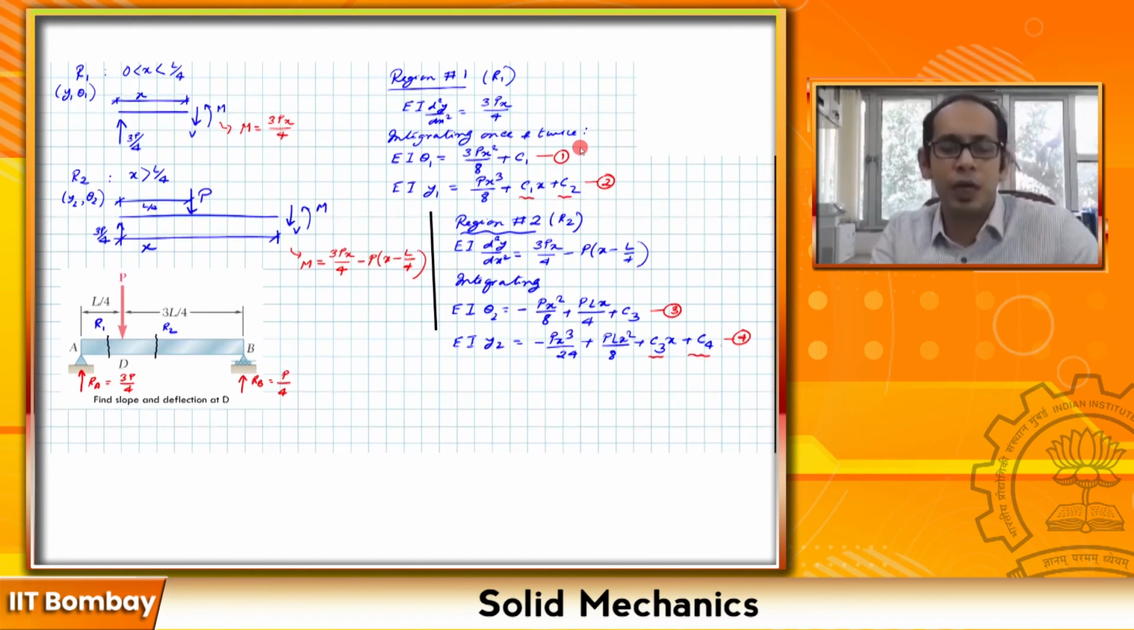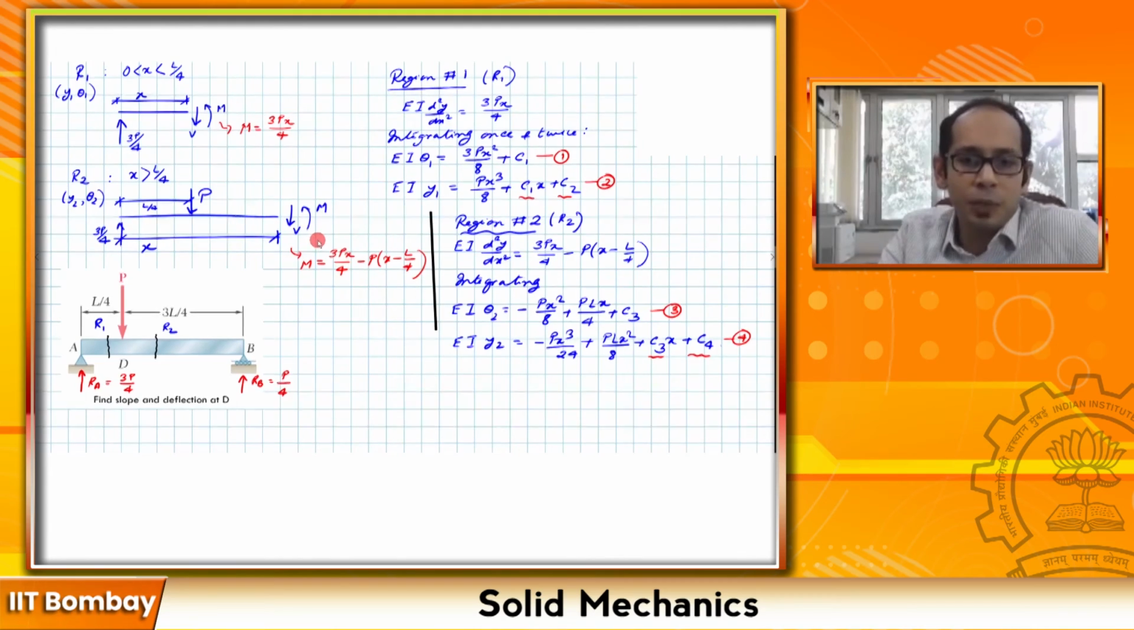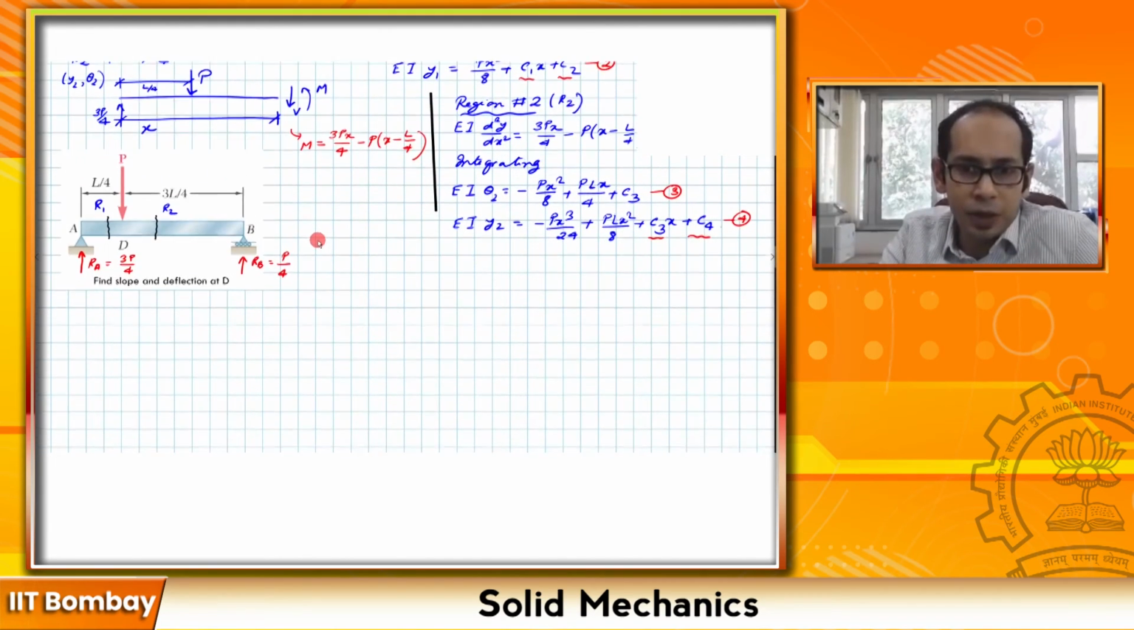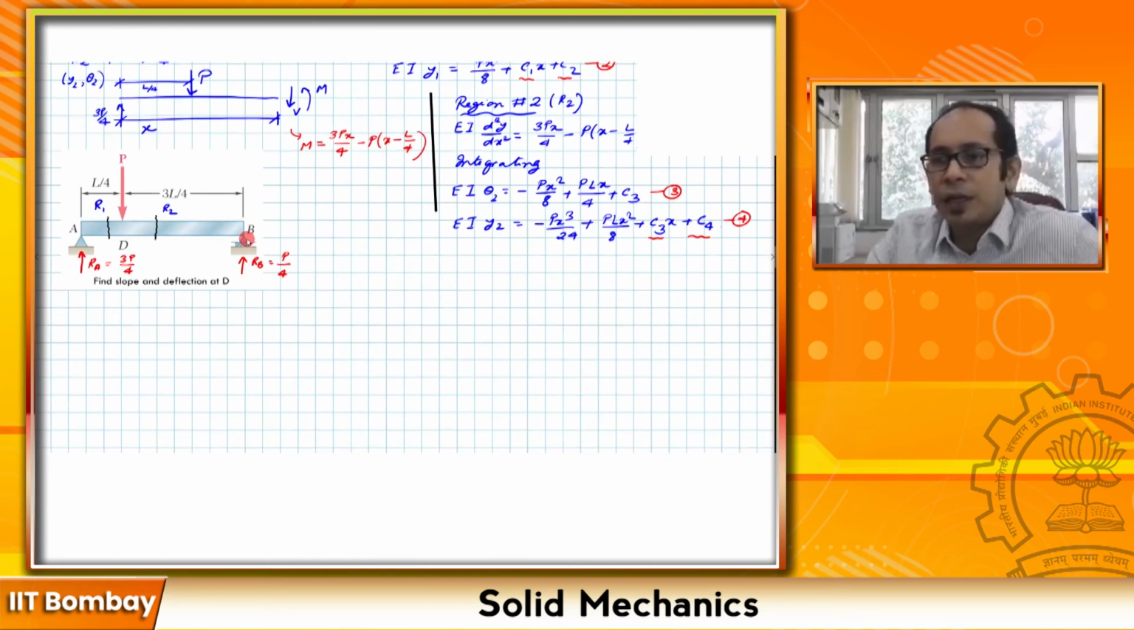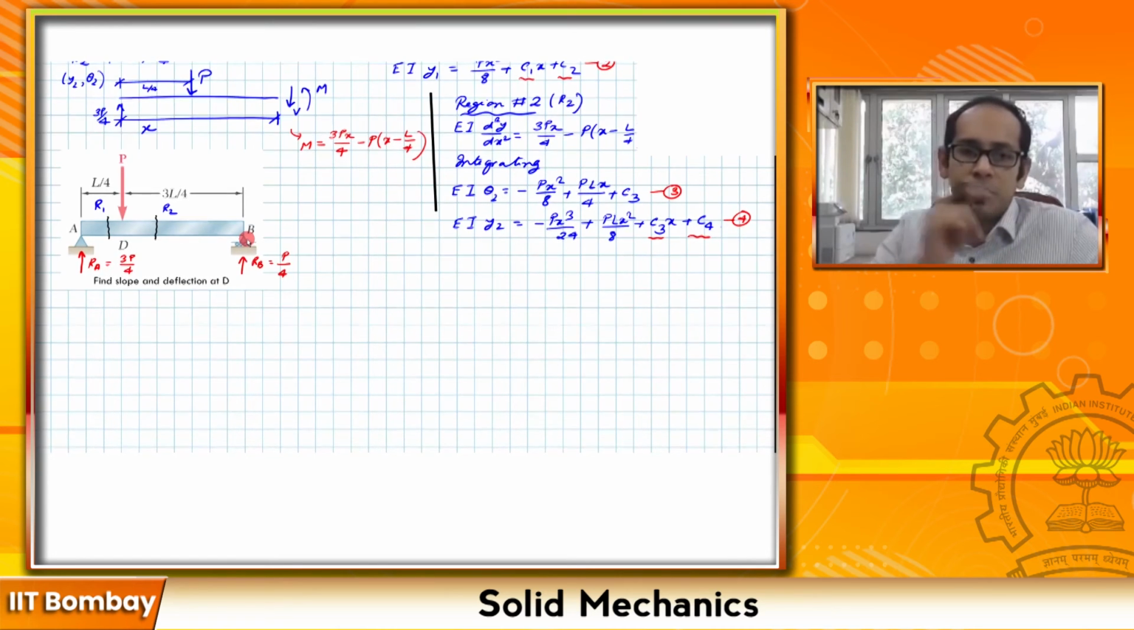But if you take a look at the overall beam, what are the boundary conditions that we have? At x equals 0 you have y equals 0, and at x equals L you also have y equals 0. That helps you get 2 equations. So what are the other 2 equations which we can use? Maybe you have guessed it right.